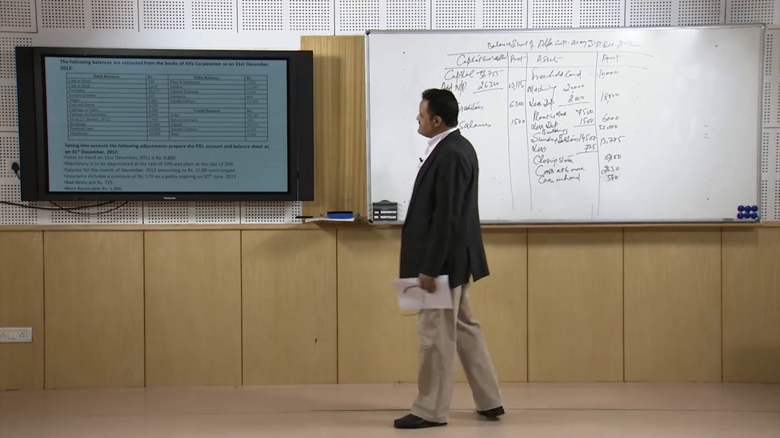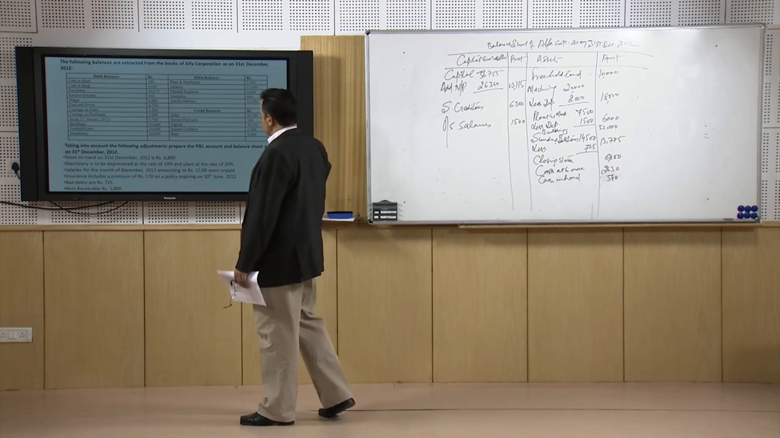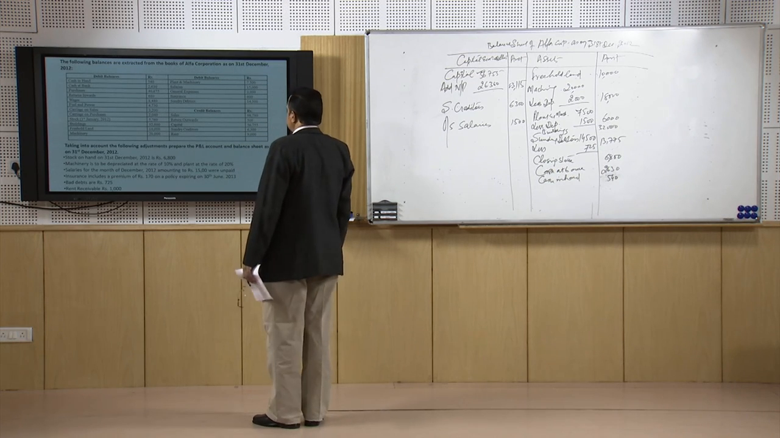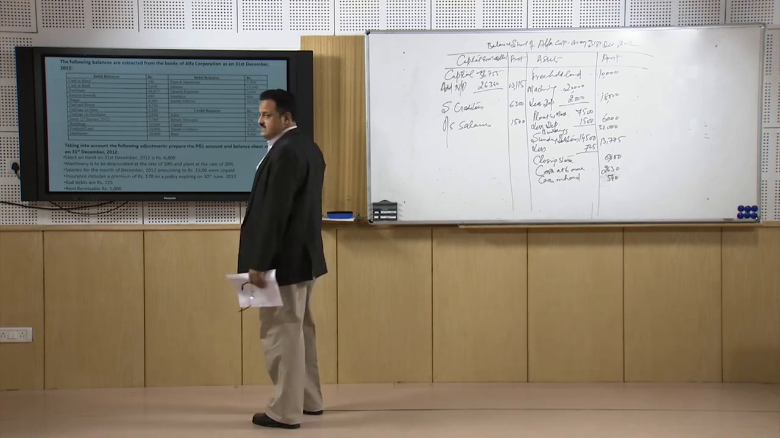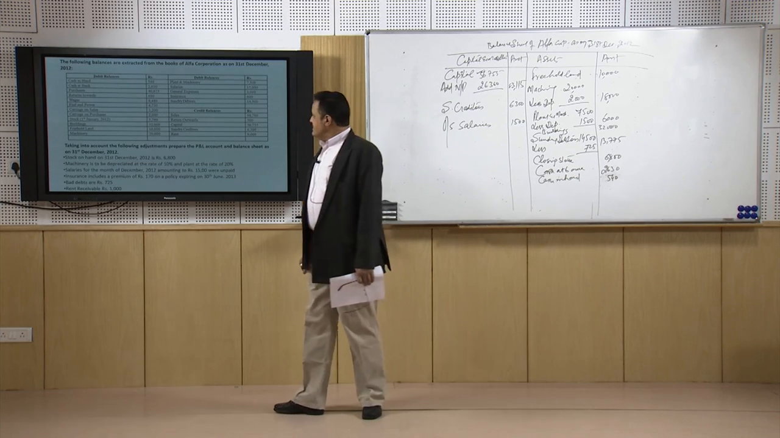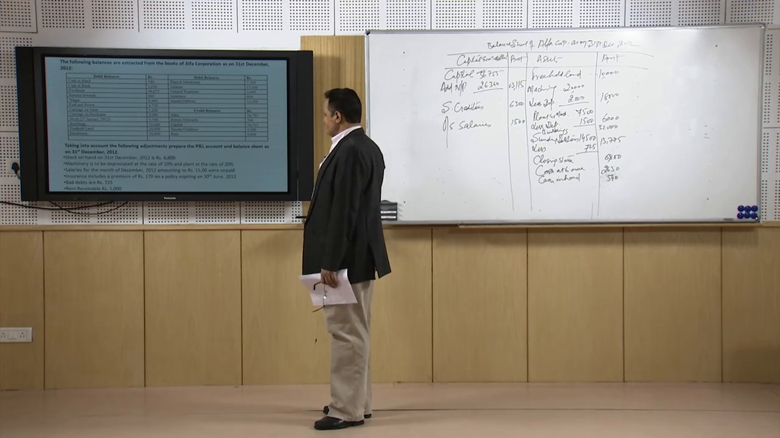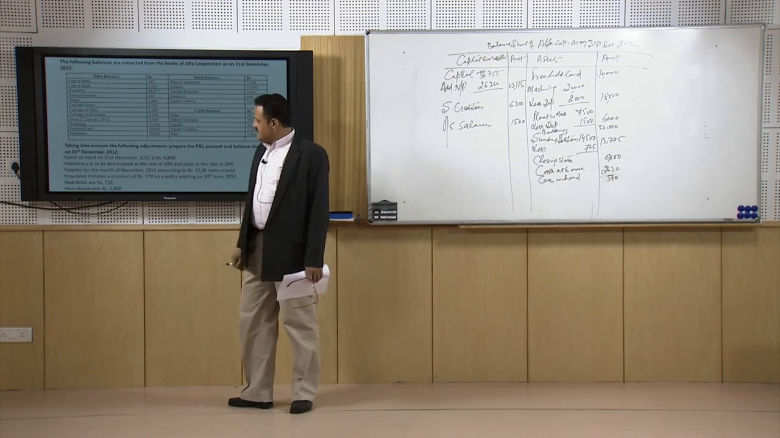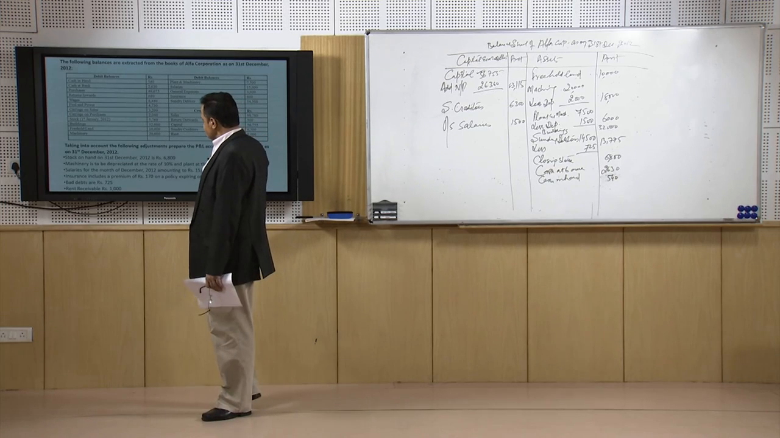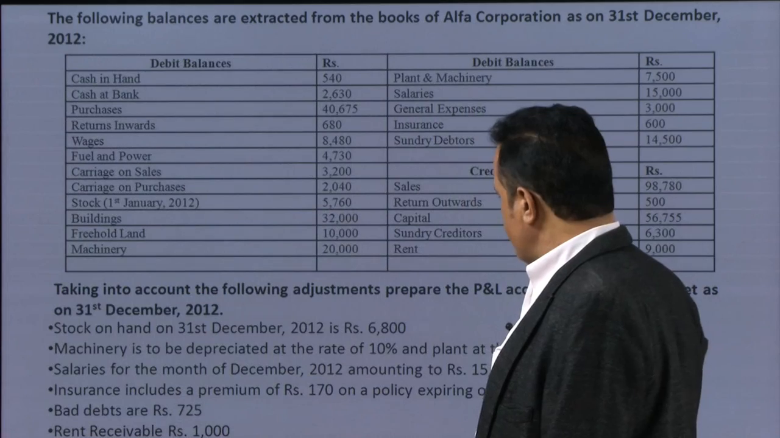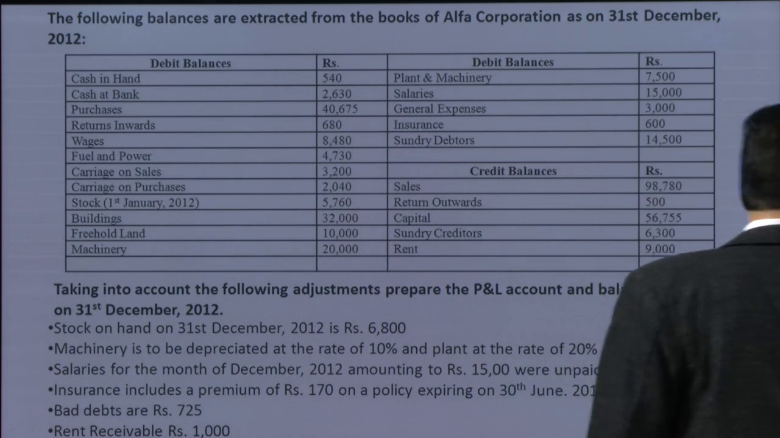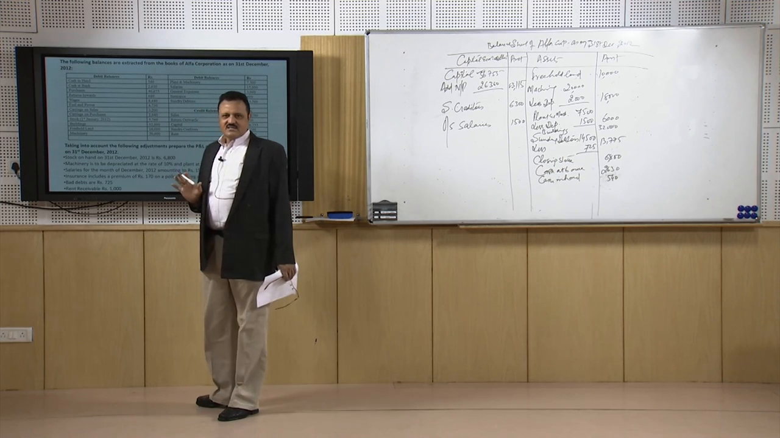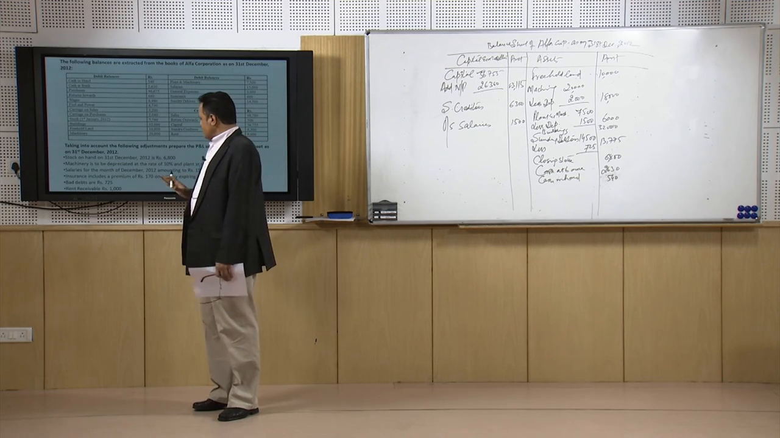So we have taken the buildings, we have taken the freehold land, we have taken the machinery, we have taken the plant and machinery, and we have taken the salary, general expenses and insurance. They are not the subject of the balance sheet. And then sundry debtors we have already taken. The credit balances are the liabilities, and we have already taken the liabilities, so nothing to worry about. Then stock in hand, yes, we have taken the closing stock here. Then the machinery, we have taken depreciation of machinery, and the plant and machinery we have already taken.